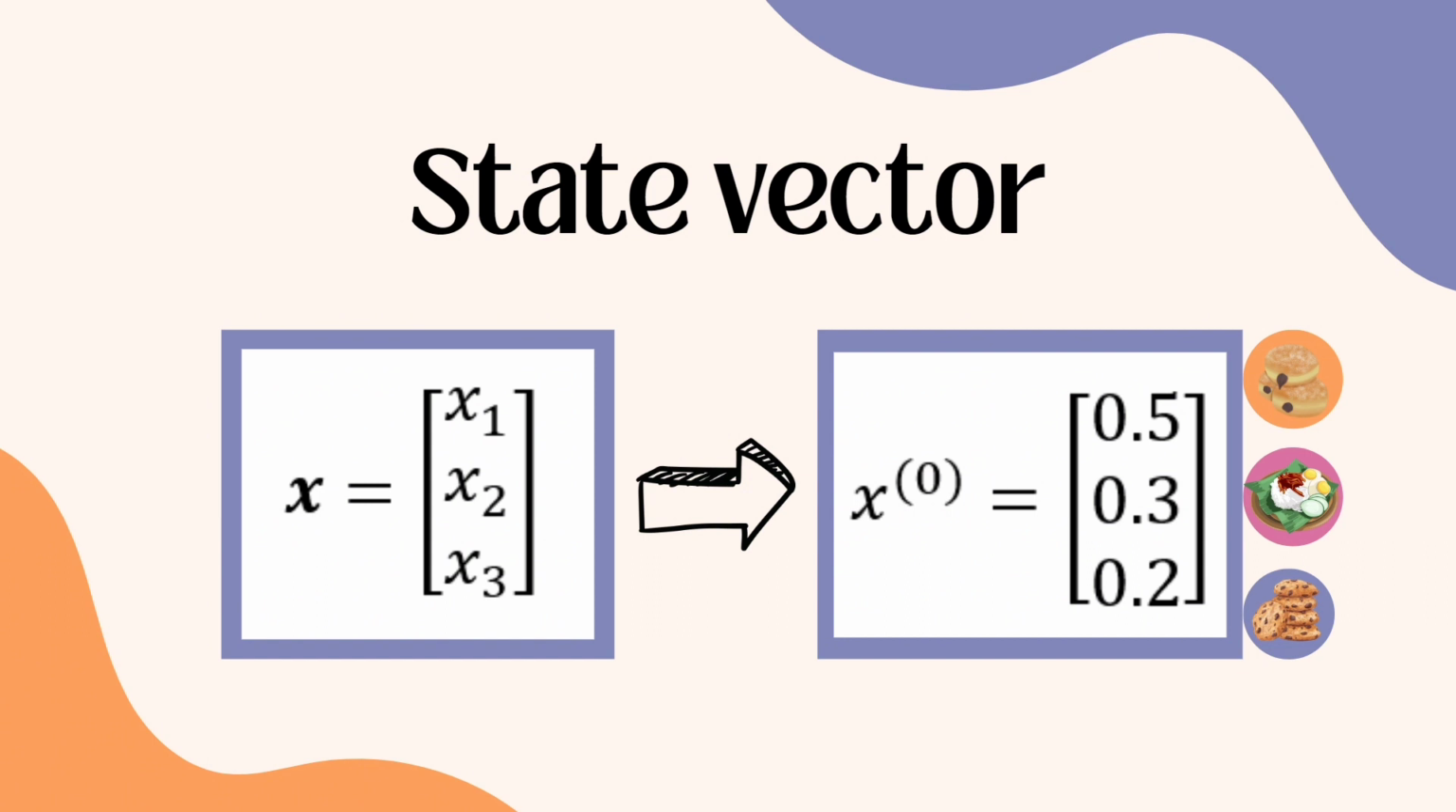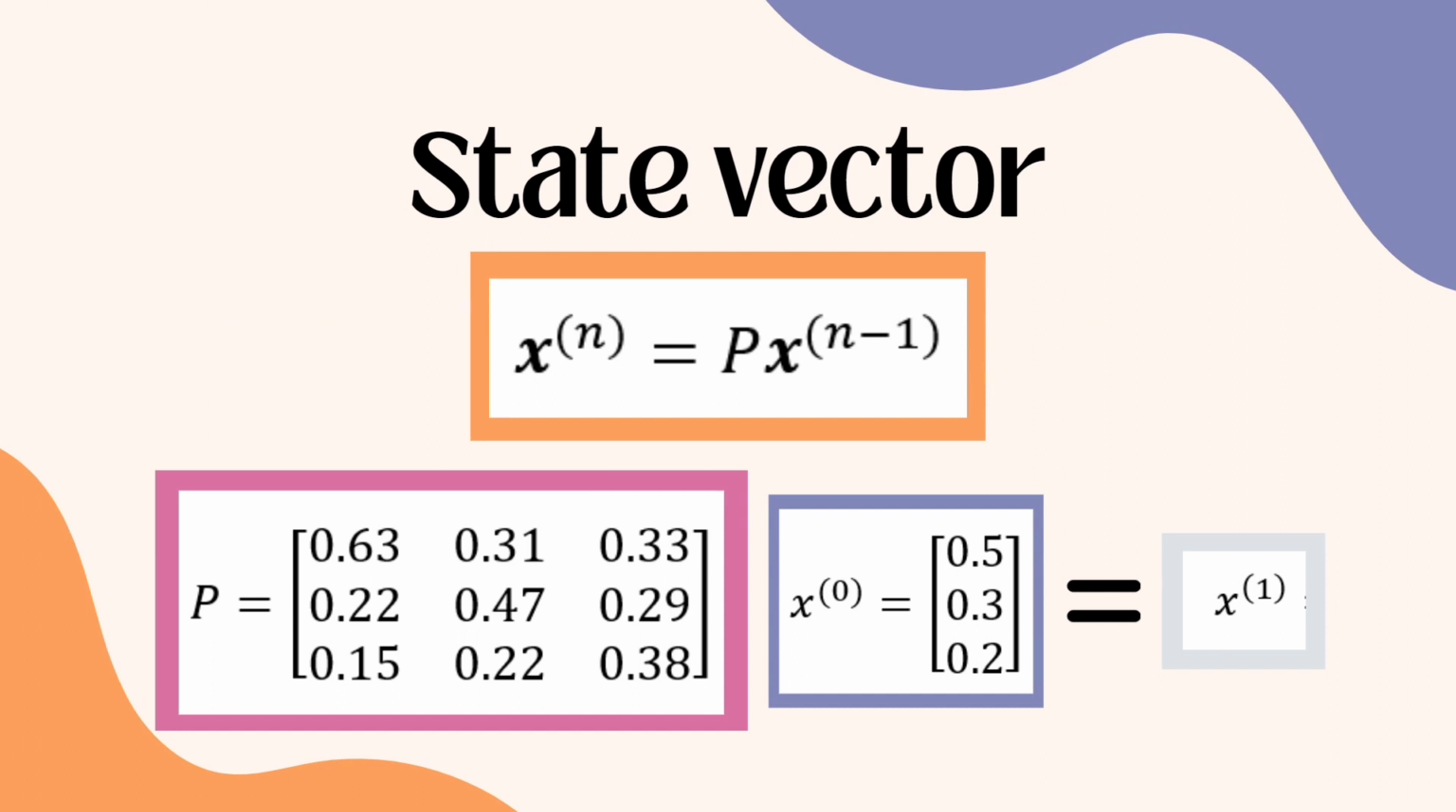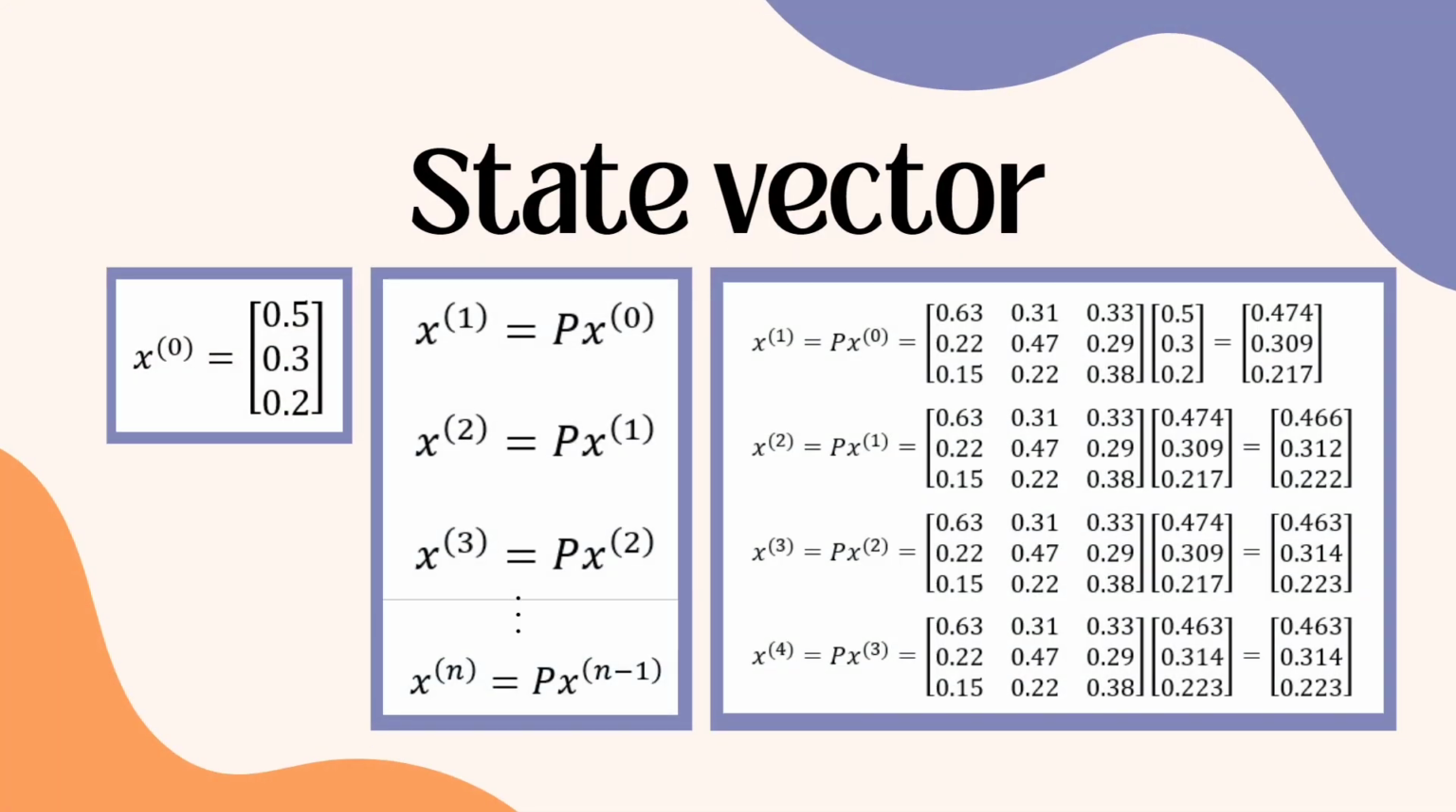Now, we are going to multiply the transition matrix with the initial state vector. This will result in a new state vector denoted as vector x1, which will be the new probability of those items being sold for the next day. Okay, so now what will happen? What will happen if we multiply the transition matrix over and over again every time we get a new state vector? Let's see.